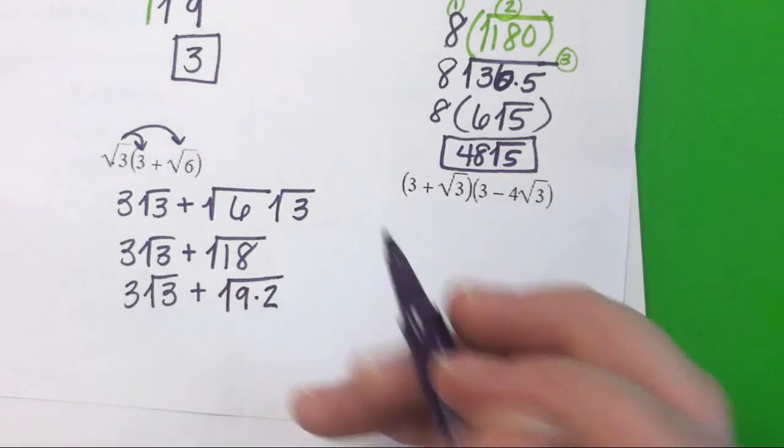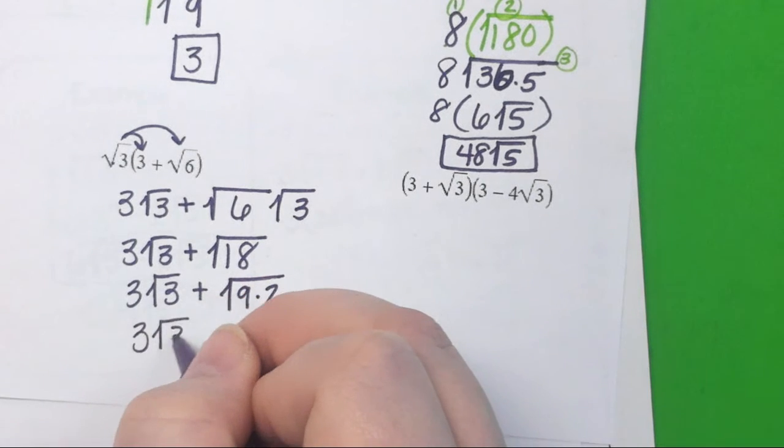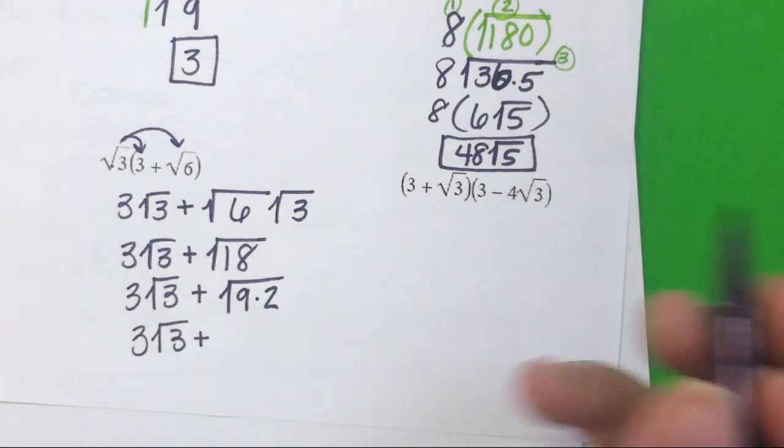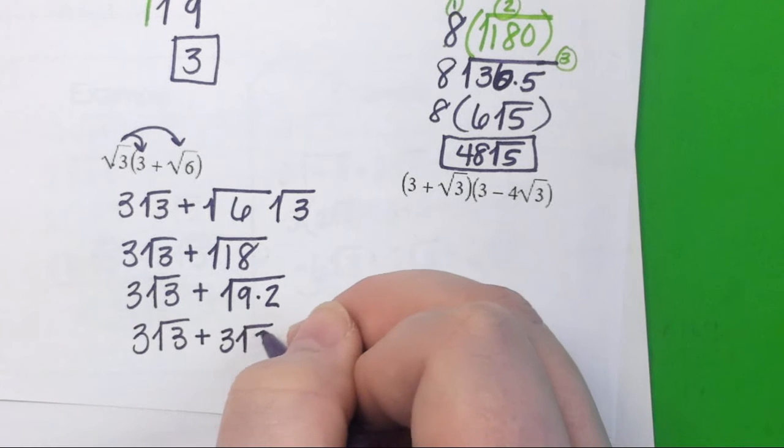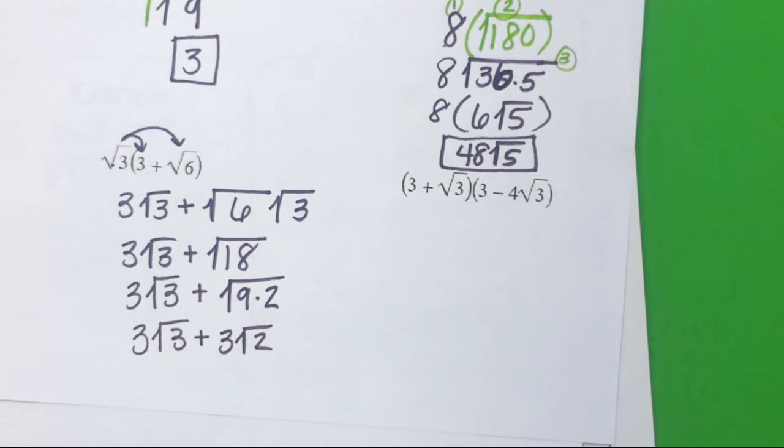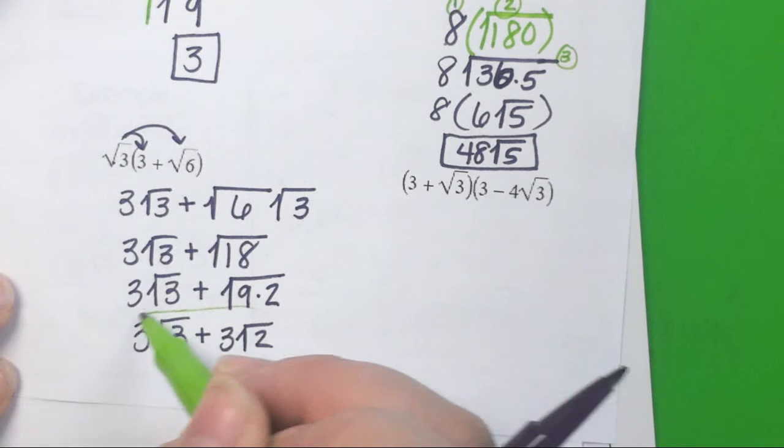What do you end up getting for the second one? 3 square root 2. Yes. Okay, can I combine them and say the answer is 6 square roots of 5? No. Do they have the same index? Yes. Do they have the same number under the radicand? No. So we can't combine them and we're done here. This is our final answer. Let's go.